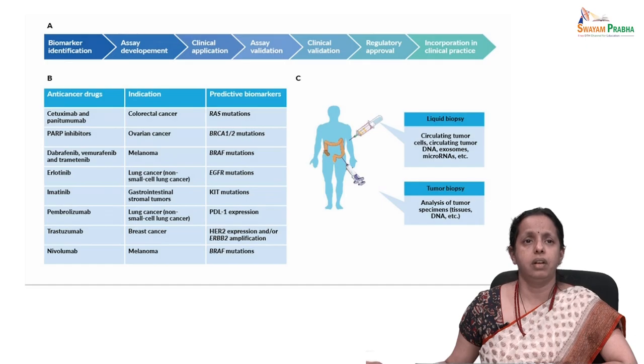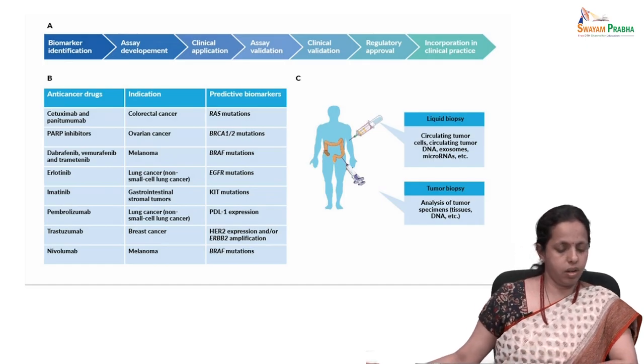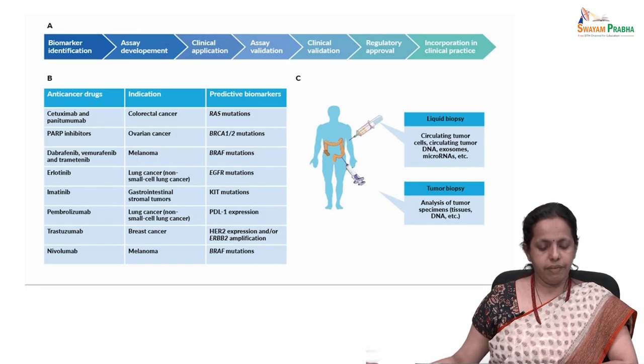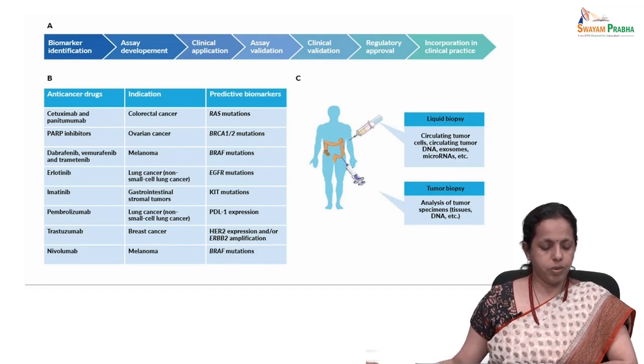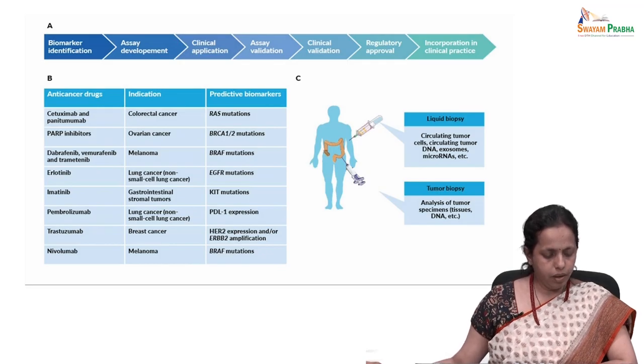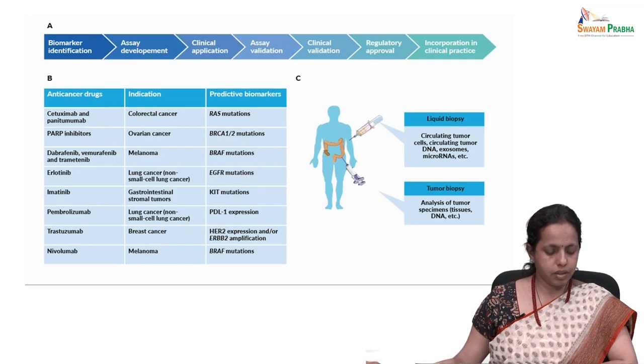These are your different anti-cancer drugs, such as cetuximab and panitumumab for your CRC, where the markers are the RAS mutations. You have the PARP inhibitors for ovarian cancer, then for melanoma you have dabrafenib, vemurafenib and trametinib for the BRAF mutation. Then you have erlotinib, imatinib, pembrolizumab. We have studied all this, right, for your immunotherapy. Then trastuzumab is for the one of the very important trials which we have studied, enrichment trials, and nivolumab for your melanoma for the BRAF mutation.